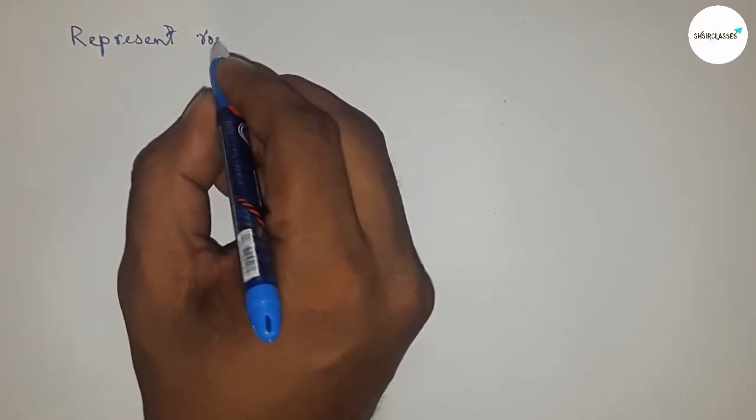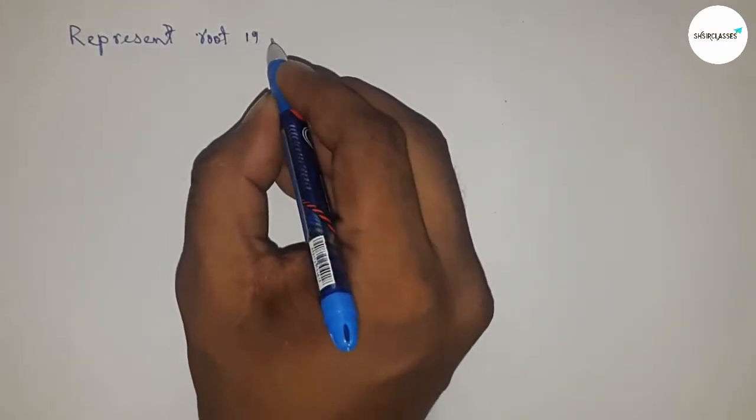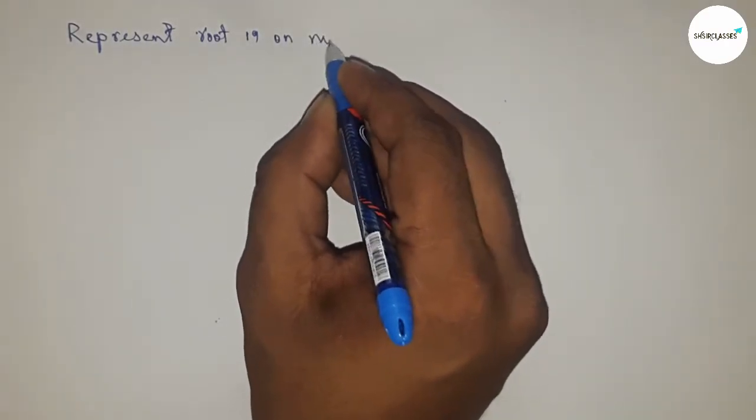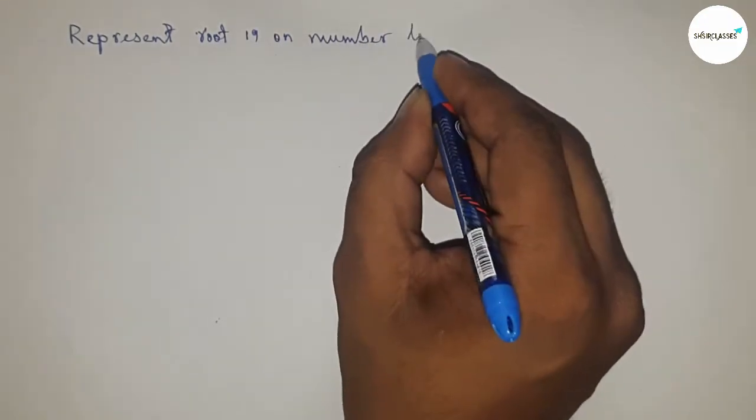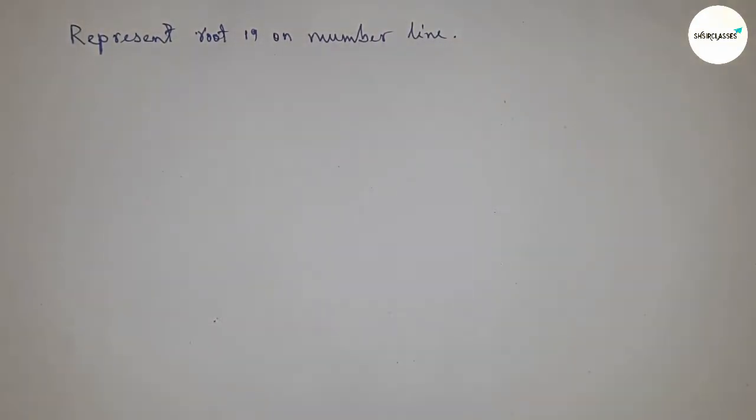Today we are talking about the representation of root 19 on the number line. So today, representing root 19 on the number line.